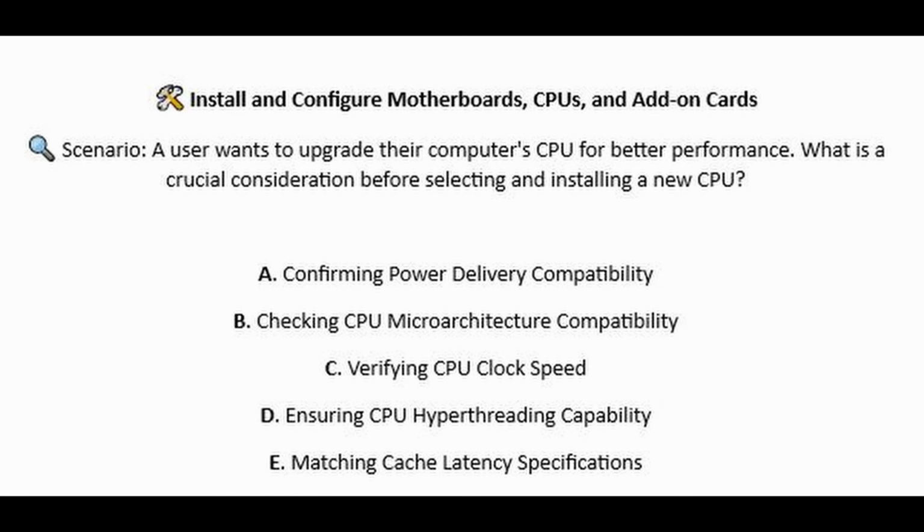And the question states, a user wants to upgrade their computer's CPU for better performance. What is a crucial consideration before selecting and installing a new CPU? Is it A, confirming power delivery compatibility? Is it B, checking CPU microarchitecture compatibility? Is it C, verifying CPU clock speed? Is it D, ensuring CPU hyperthreading capability? Or is it E, matching cache latency specifications? Choose one answer in our 5 seconds.